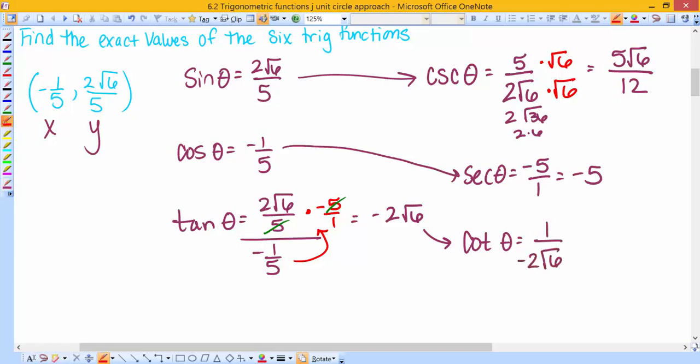And again, I have to rationalize my denominator. So I end with the square root of 6 over. I already did the 2 root 6 times 6, and I got 12, so this becomes negative 12. I'm not going to go through that work for you again. So those are the 6 trig functions that belong to the point negative 1/5, 2 root 6 over 5.